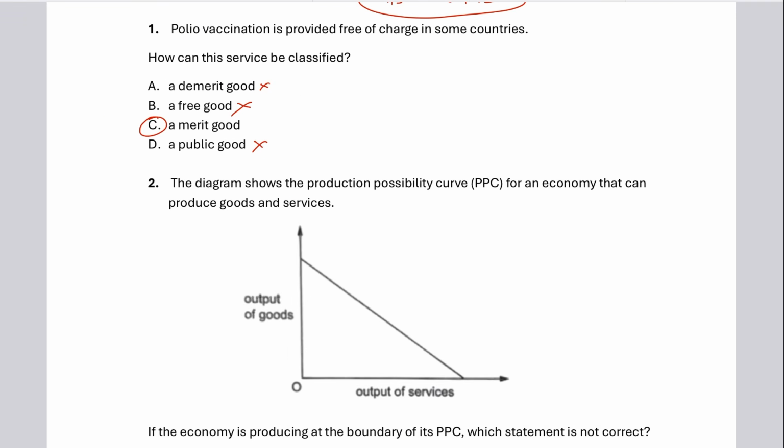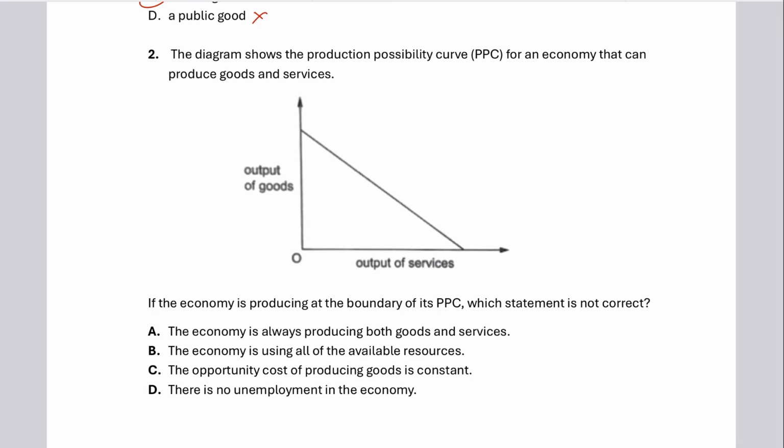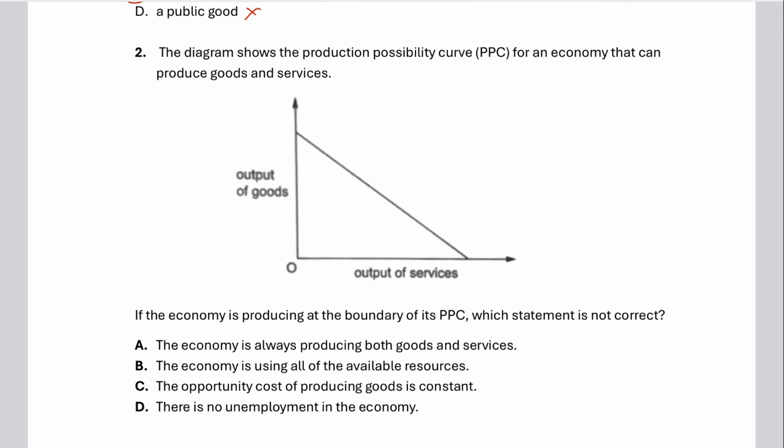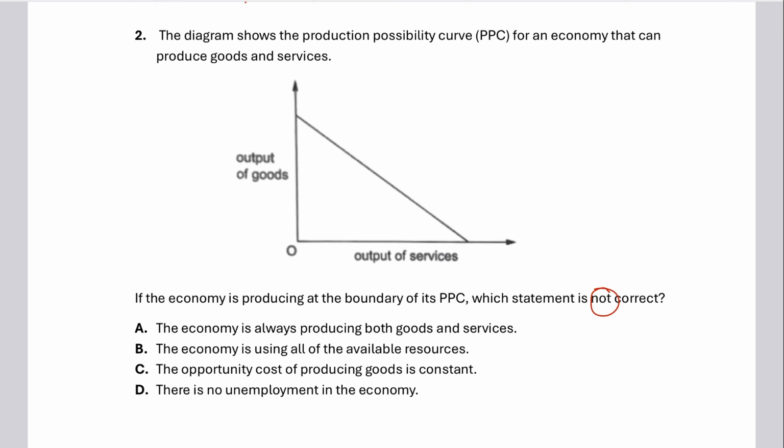Question number 2 says the diagram shows the production possibility curve for an economy that can produce goods and services. If the economy is producing at the boundary of its PPC, that is on the PPC curve, which statement is not correct? Okay, the first answer option says the economy is always producing both goods and services. Now I guess this should be the answer, but let's look at the rest. The economy is using all the available resources. This is the correct statement, so this is not the answer. Opportunity cost of producing is constant. Yes, it's a straight line linear downward sloping PPC. It has a constant opportunity cost. There is no unemployment in the economy. This is a correct statement as well because on the PPC curve all resources are fully employed.